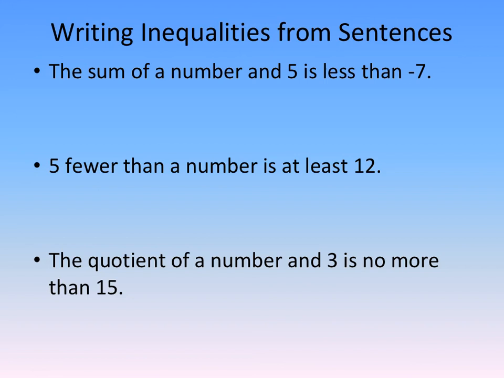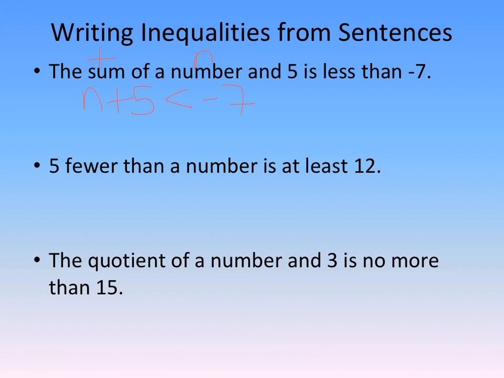All right. The sum of a number and 5 is less than negative 7. Well, sum means addition, adding a number and 5. We'll say the number is n. So sum of n and 5, n plus 5. It says that it's less than negative 7. Less than negative 7. That's all we have to do. It's not even asking us to solve it. It's just saying write the inequality from the sentences. We're done with that one. Try the next two on your own, and then hit play when you're ready.